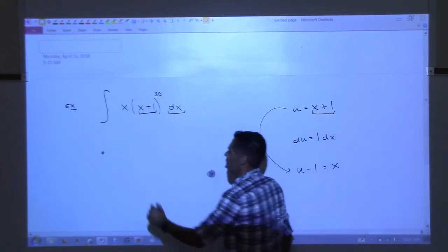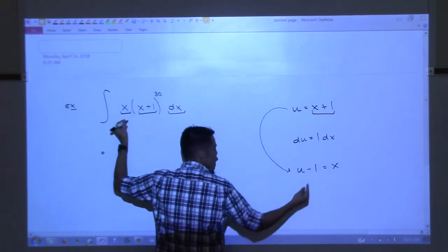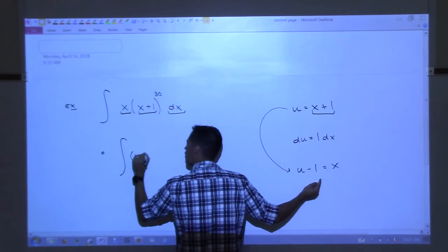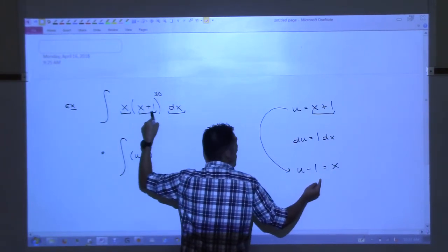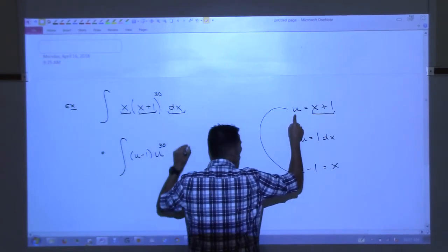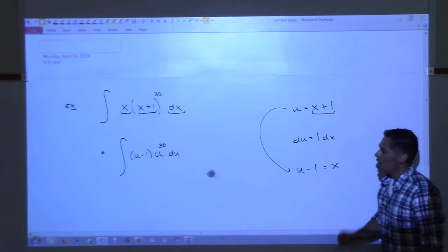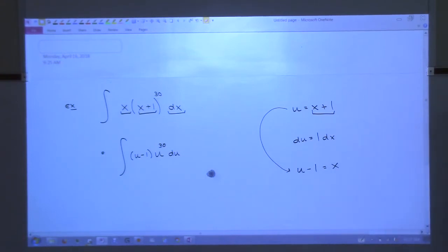Let's see. If I rewrite the integral, what does that x become? U minus 1. I'm going to put that in parentheses. And then what does the x plus 1 become? U to the 30th. And then dx becomes just 1 du, or du, right? So did that help us at all, or did that just make the problem look different but still ugly? Different but still ugly.